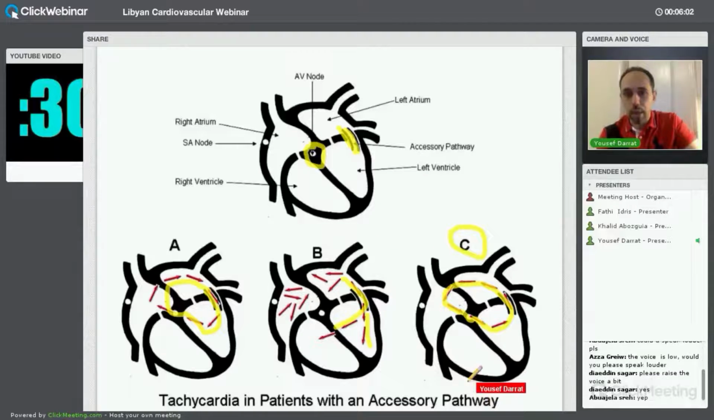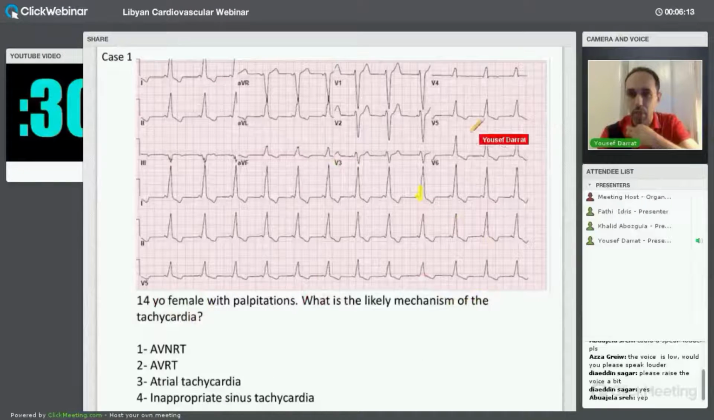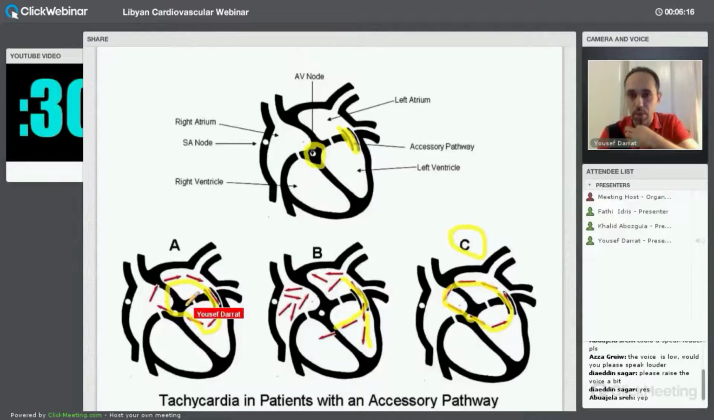Okay, so I'll just summarize what I've said. The answer is AVRT. In this patient, who has an accessory pathway, based on the ECG finding, which shows a delta wave and short PR interval, there are three different possibilities with AVRT. The most common is orthodromic AVRT, down the AV node and up the accessory pathway, leading to a narrow complex tachycardia, which represents about 80% of AVRT.